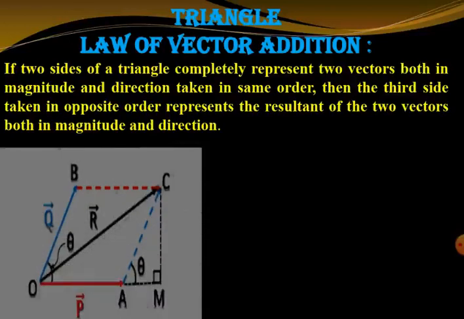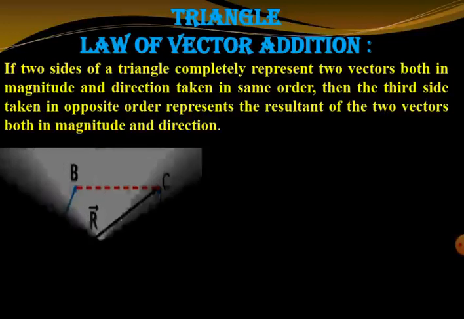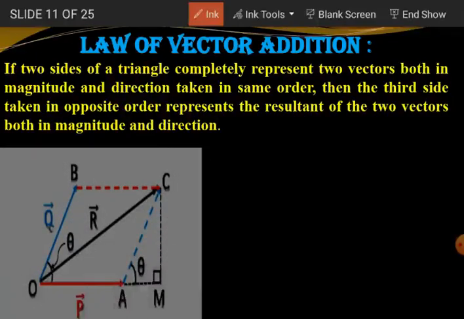But in order to prove that the third side taken in opposite order will represent the sum of the other two, we are going to prove it now. So let's take it that P vector is the vector represented by the line segment OA, the direction is from O to A. Let's take another vector, Q vector, from O to B. Now this is for the triangle law of vector addition. So instead of that vector OB which represents Q vector, we can take it here, right? So these two are taken in order, then the resultant will be represented by the third side taken in opposite order, right?